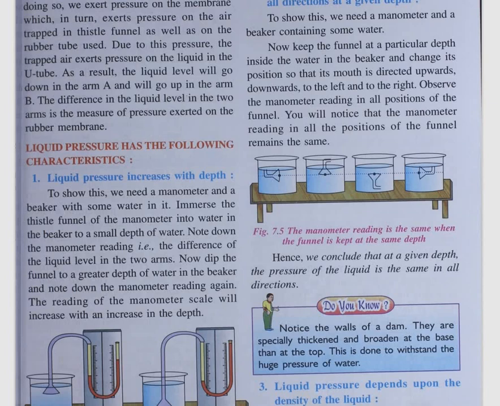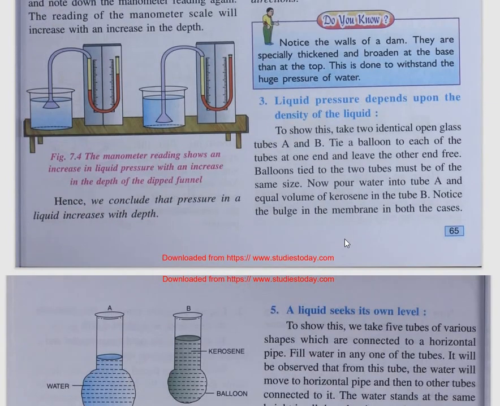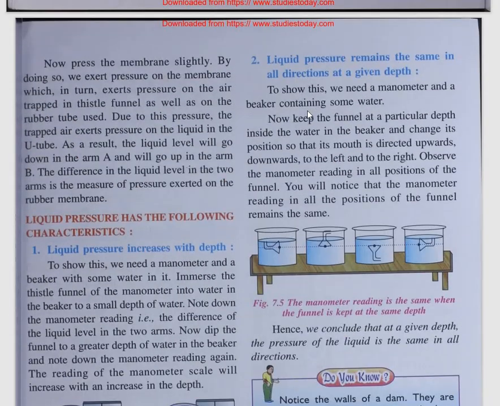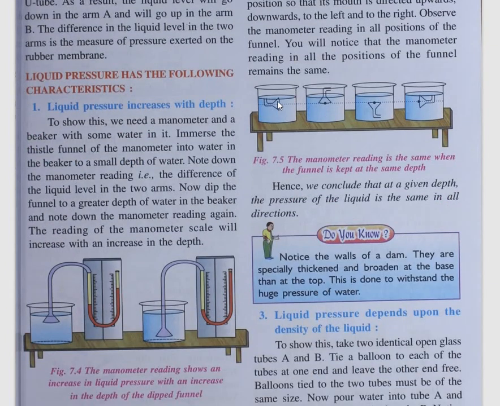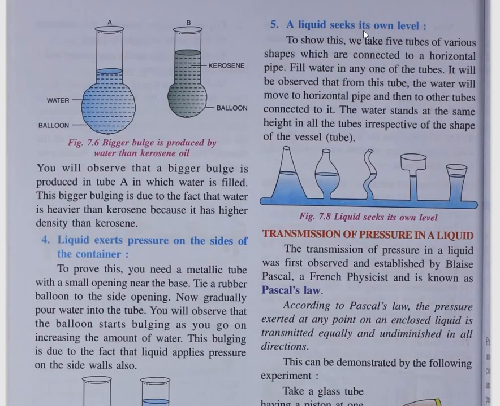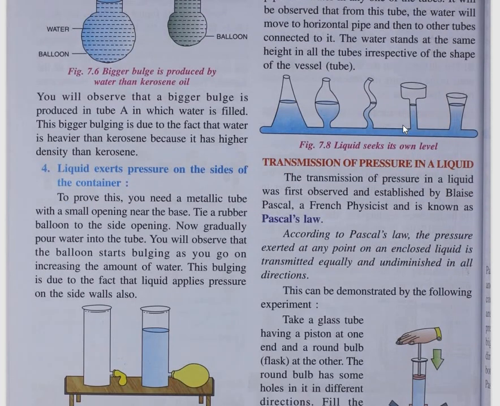So liquid pressure has the following characteristics. Liquid pressure increases with depth, as I explained to you. The second one: liquid pressure remains the same in all directions. Liquid pressure depends upon the density of the liquid. A liquid seeks its own level. Here the liquid is added in different types of shapes, and irrespective of the shape of the vessel, the water takes its shape accordingly.